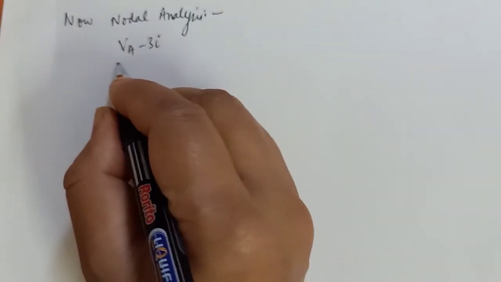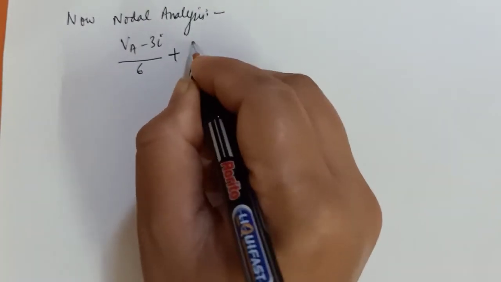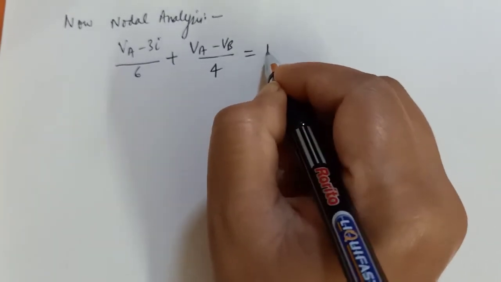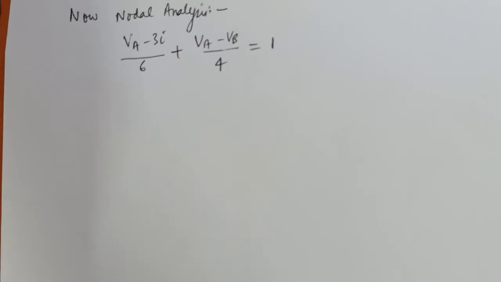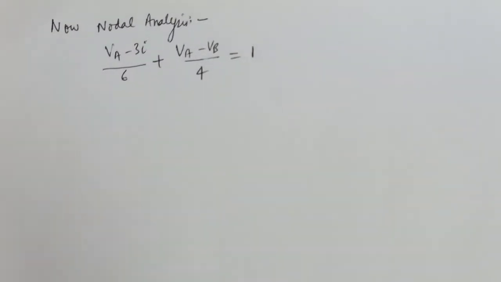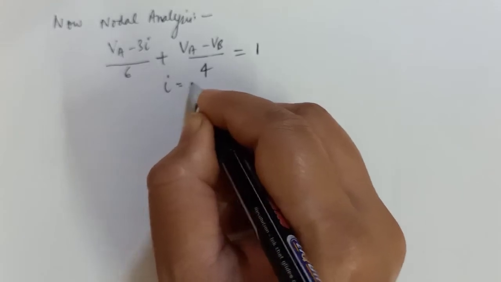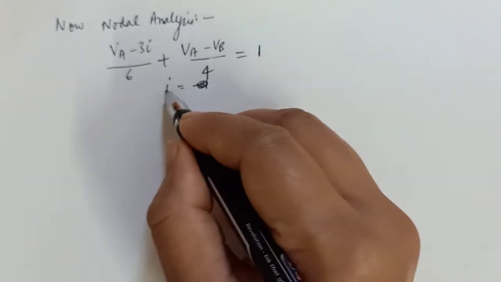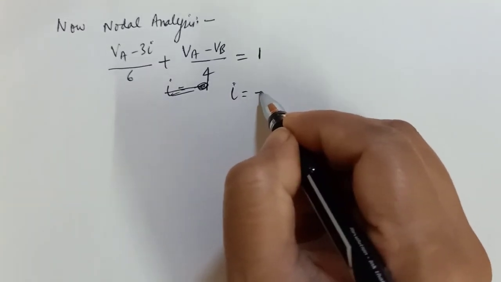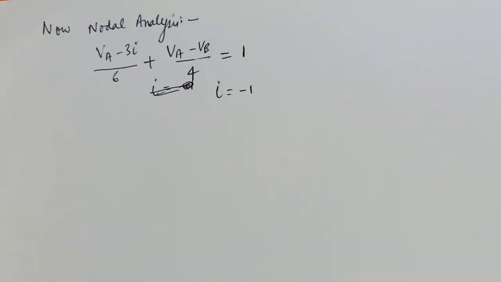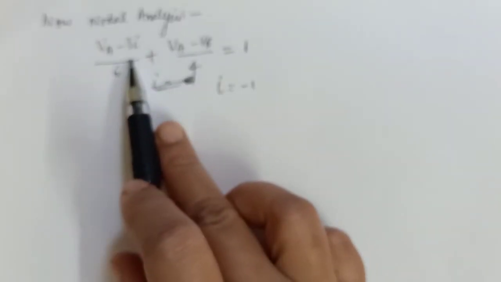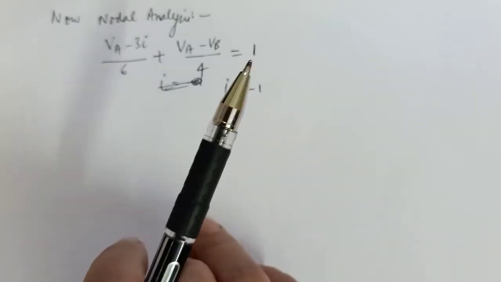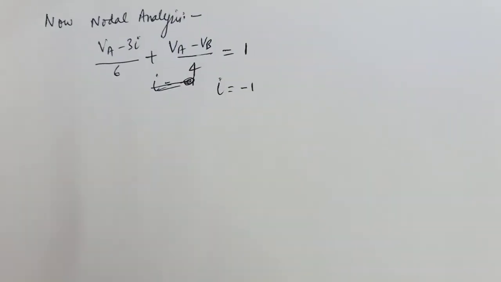So (VA minus 3I) divided by 6 plus (VA minus VB) divided by 4 equals 1, because the 1 ampere source was there. And from the circuit, what is I? I is nothing but minus 1. Clear? So put the value of I here and solve for VA. You will get VA as 1.2 volt.